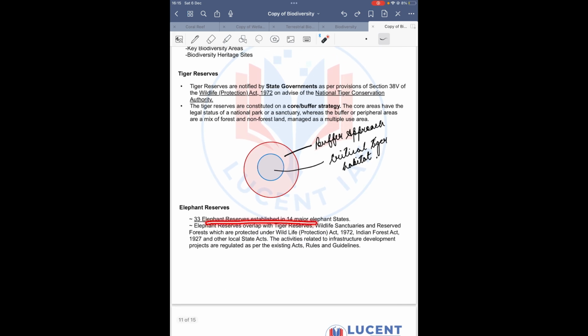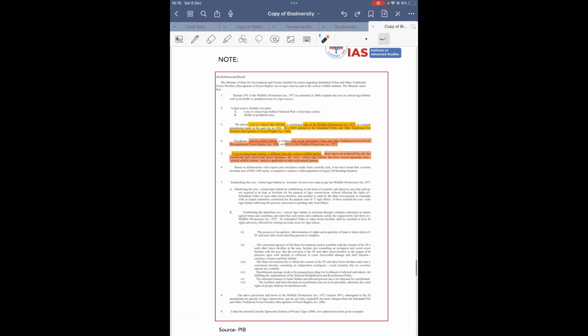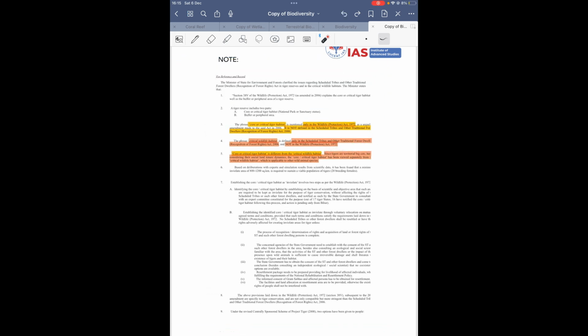We have 33 elephant reserves established in 14 major elephant states. Clear? One thing to note, this core or critical tiger habitat is mentioned in the Wildlife Protection Act. But we have a similar term, critical wildlife habitat, mentioned under the Scheduled Tribes and Other Forest Dwellers Act. Clear?